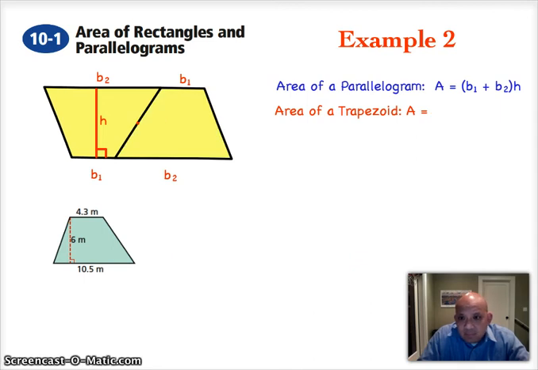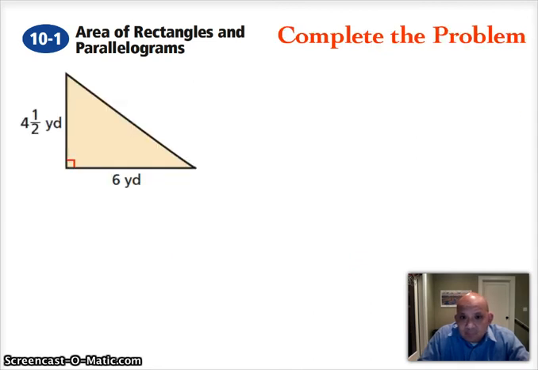Lastly, we have to complete the problem. Here you need to find the area of a triangle, and I'm only going to give you the formula. Area of a triangle equals half what? Well, it's half the base times the height.